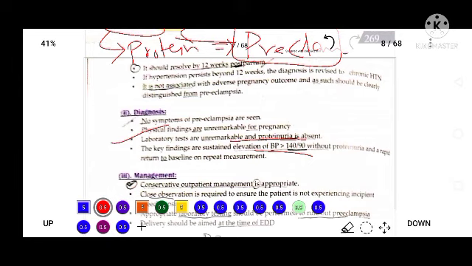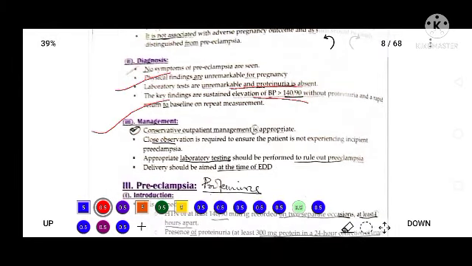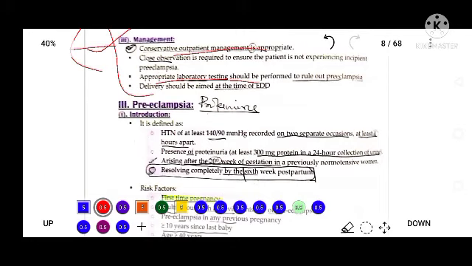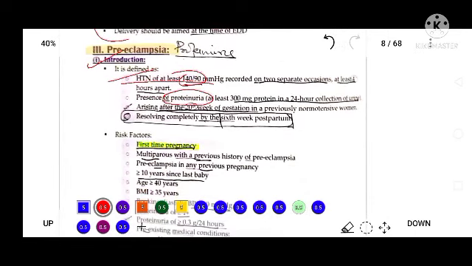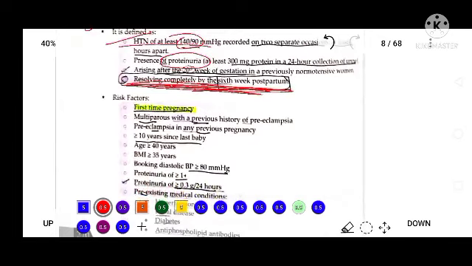Blood pressure will be 140 by 90. Management is conservative, and appropriate laboratory testing should be done in order to rule out preeclampsia. So in this way we can manage pregnancy-induced hypertension by conservative management. Now preeclampsia is a condition in which hypertension of 140 by 90 occurs along with proteinuria with end organ damage, and it resolves completely by the 6th week after pregnancy.